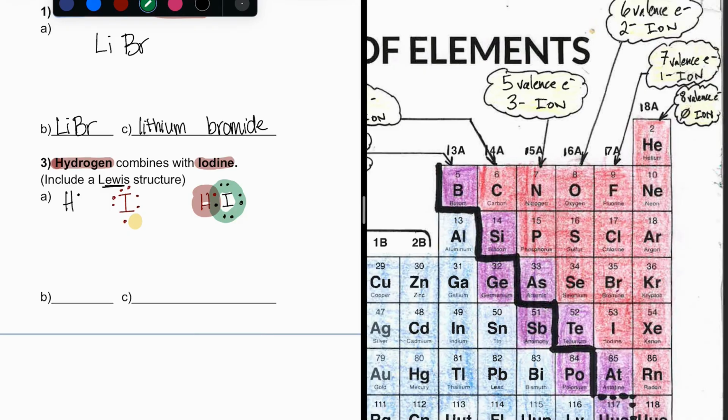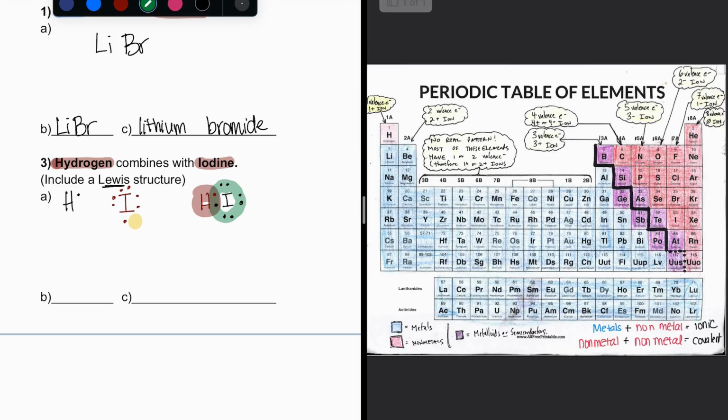So I have 1 hydrogen and 1 iodine. When I'm putting them in order, I want to see whoever is closest to my top left corner goes first. So that's going to be hydrogen and then the iodine. When I name them, I need to use my prefixes. I don't need to use mono on the first word, so that's just going to be hydrogen. I do need to use mono on my second word, though, so monoiodide.